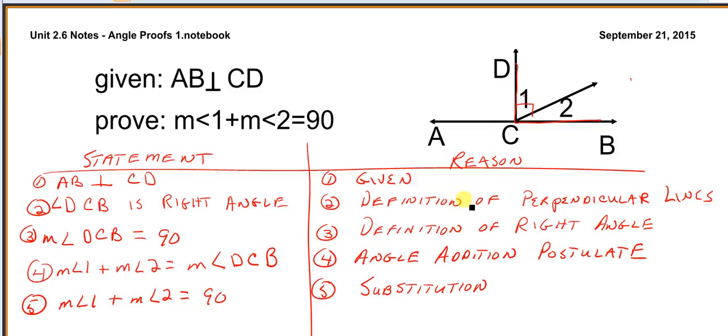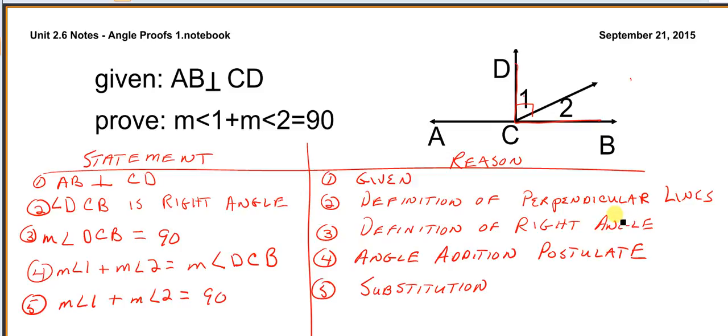And now that I know that these lines form a right angle, so this is a right angle, then I can say that that angle is actually equal to 90 degrees. That's a separate statement. Once I know it's a right angle, then I know it's equal to 90. So I'm going to say the measure of angle DCB is equal to 90. That's my third statement.